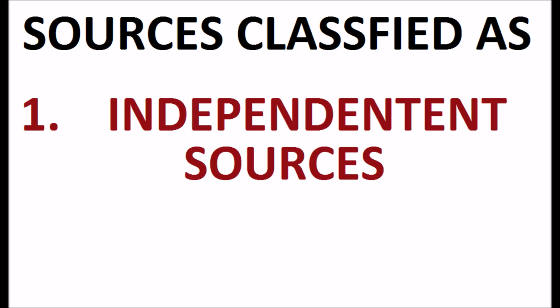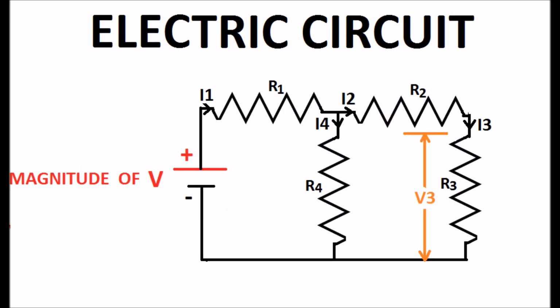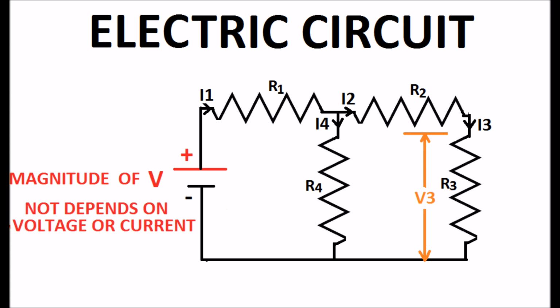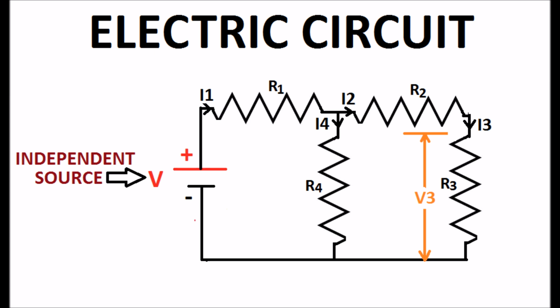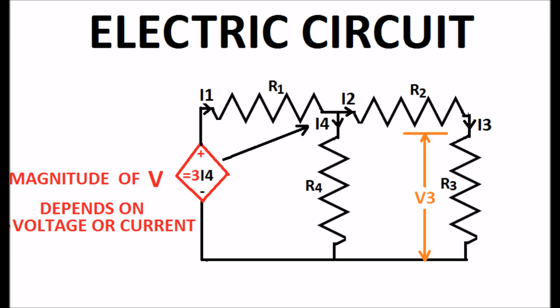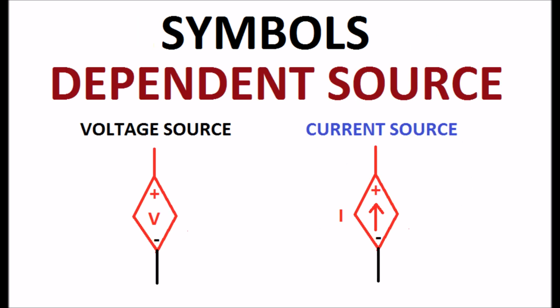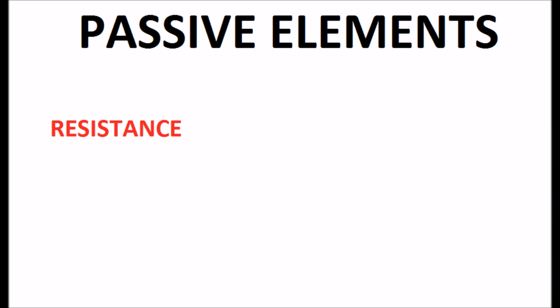The sources are further classified into two categories, independent and dependent sources. If the magnitude of a source in a circuit does not depend on voltage or current in any part of the circuit, then the source is called an independent source. Otherwise, if the magnitude of the source depends on the voltage or current in some part of the same circuit, then the source is called a dependent source. The symbols are displayed.